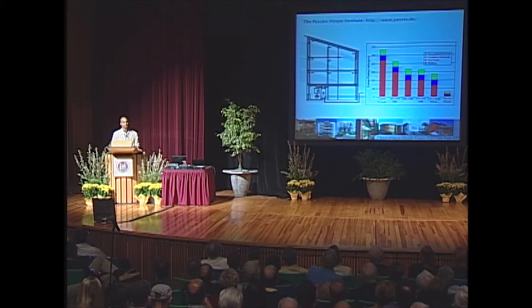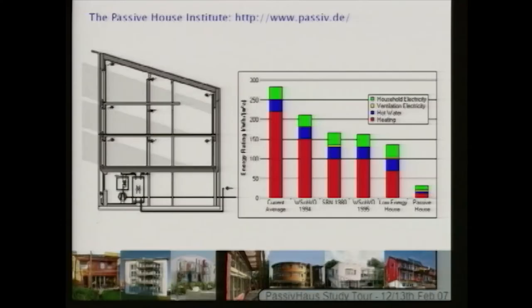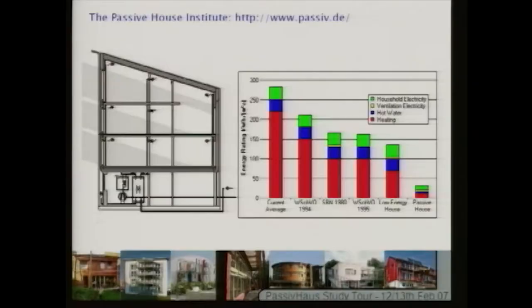Wolfgang Feist went off and said, okay, so these MIT people have done all of this. Now I want to make it real. I want to make it happen in the world, and he did. 10,000 have been built in Germany. The Passive House Institute has expanded its range to include other building types: multi-unit residential buildings, apartment houses, schools, office buildings, community centers.